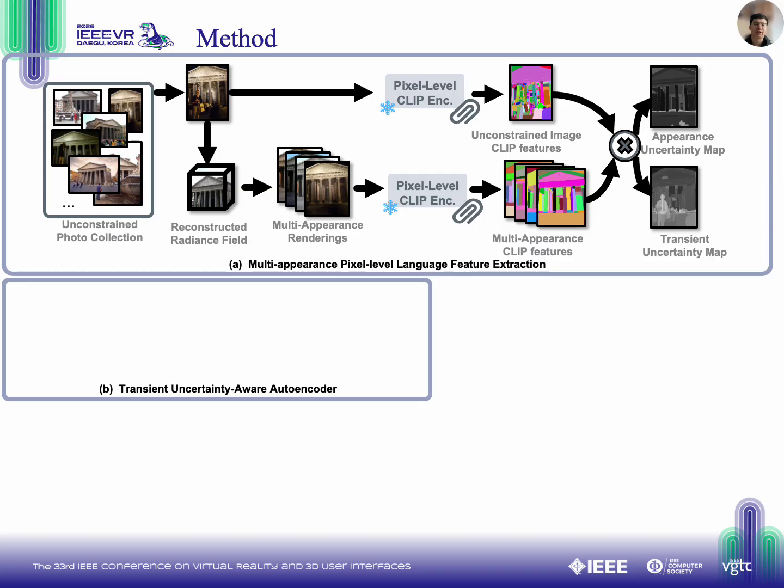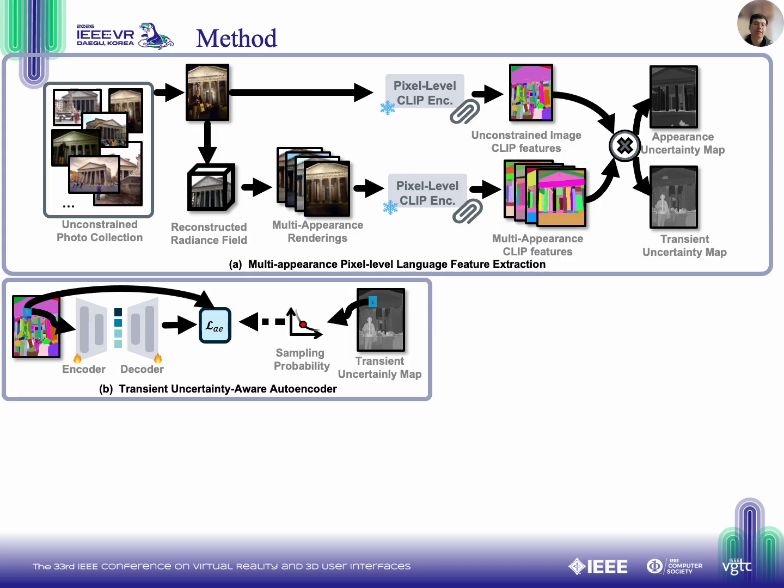Moving on to the autoencoder, storing the high-dimensional language features for every 3D Gaussian requires massive memory. We found that training this autoencoder on all features across all appearances is too slow, and simply averaging them beforehand actually caused a notable performance drop because it blurs the scene-specific feature space. So we identify a simple yet highly efficient solution.